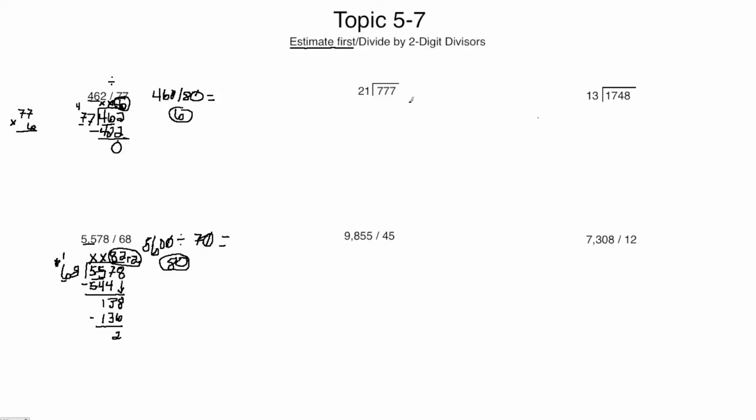All right, let's go to this one. This one is 777 divided by 21. Okay. Push pause. Give me your estimates and give me the actual quotient.